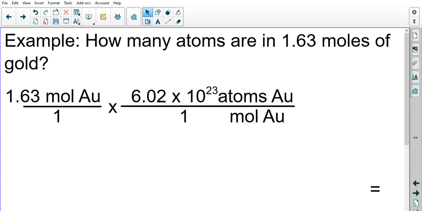Notice that I can cancel out moles. And I'm going to do that. Cancel the moles there. Cancel the moles there, which is great. But notice that the atoms are going to survive, are still there. Okay, so that's what we have, and then equals, and then I do the math, and in this case I just multiply straight across. My denominator is 1, so I don't even have to worry about that. Okay, that's how you solve that problem.